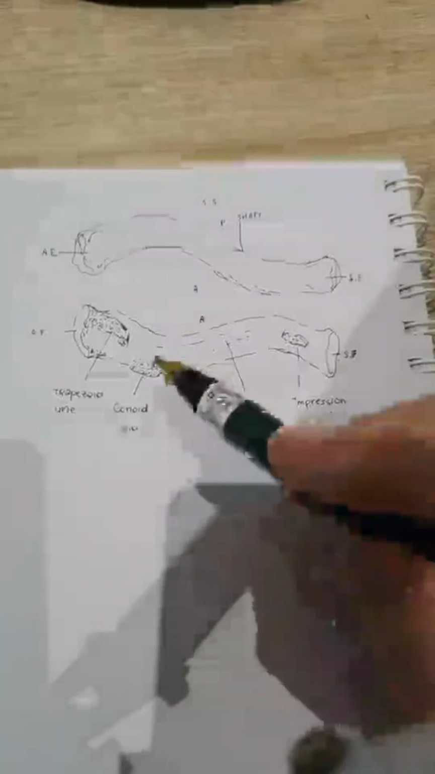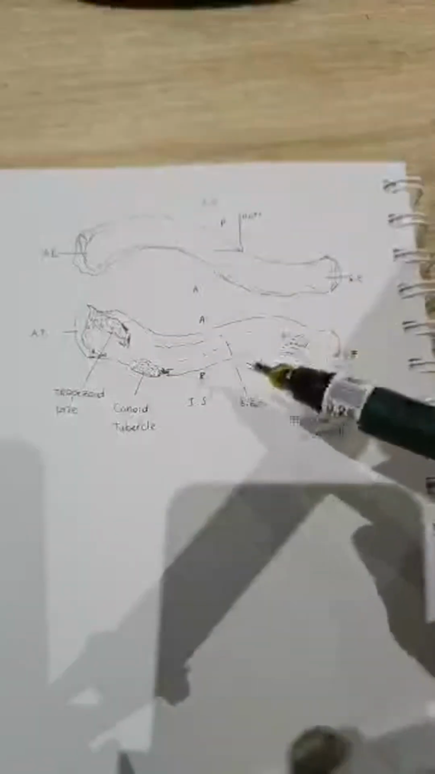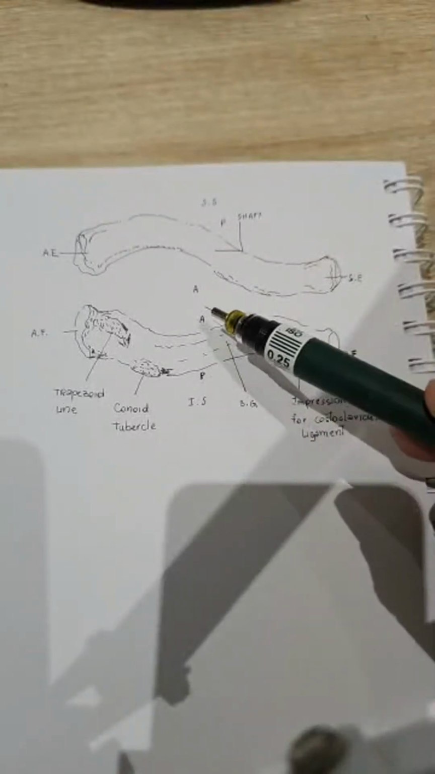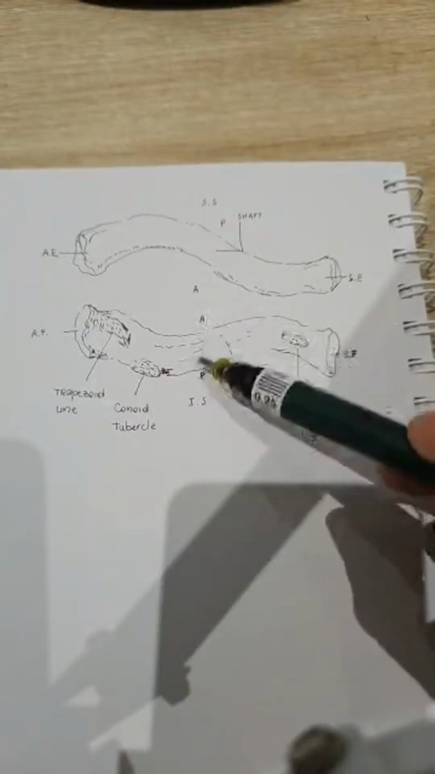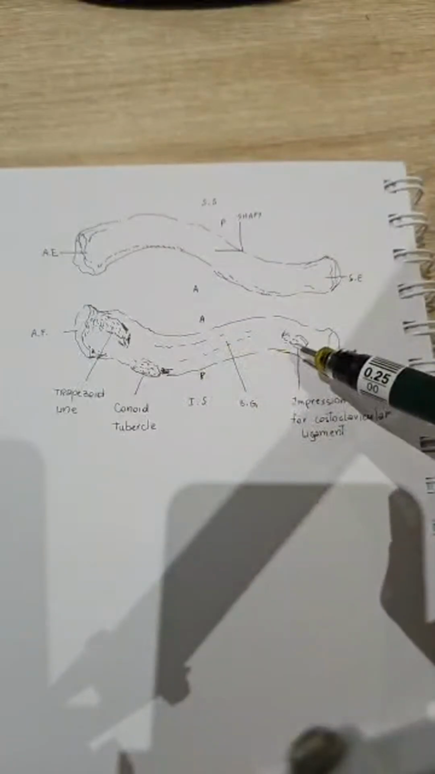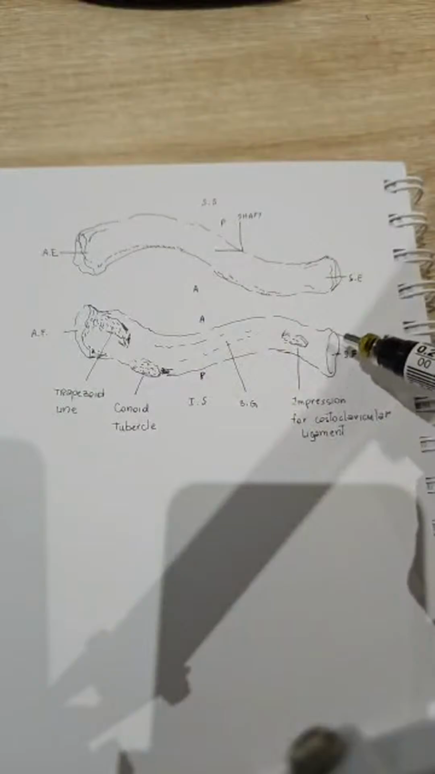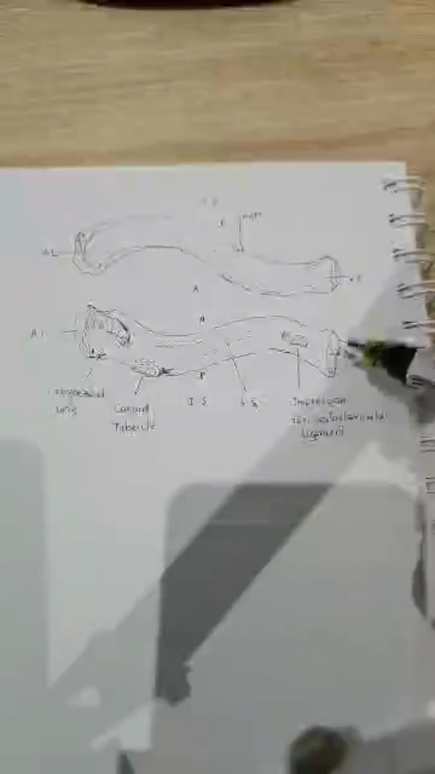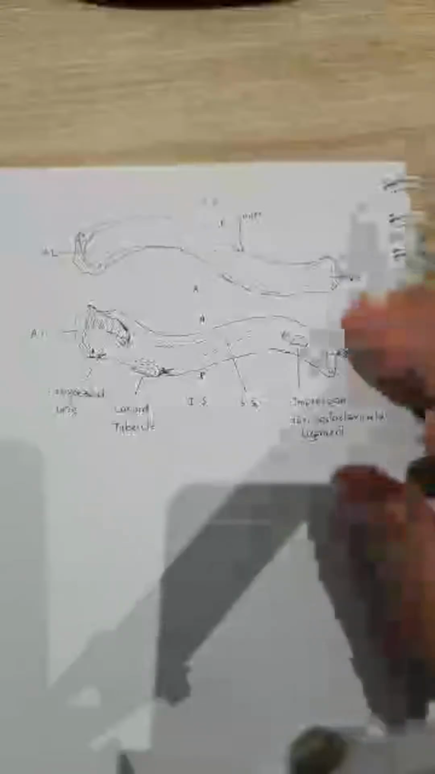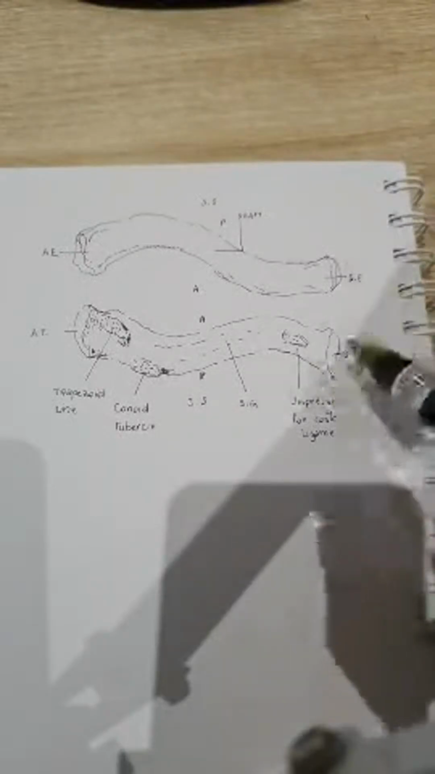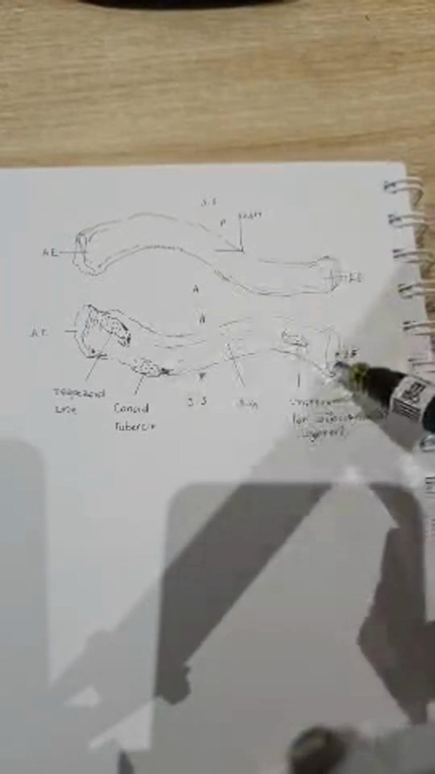Conoid tubercle, trapezoid line, subclavian groove, the posterior aspect, anterior aspect, but viewed inferiorly. Here we have the impression for the costoclavicular ligament. This area here is the medial or sternal facet. Sternal because it's connected with one of the bones of the sternum, which is called the manubrium, and also part of the first costal cartilage.